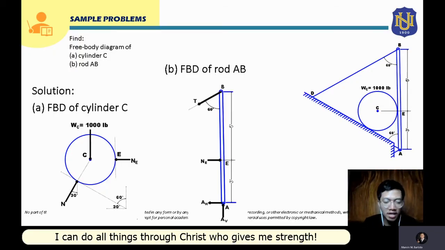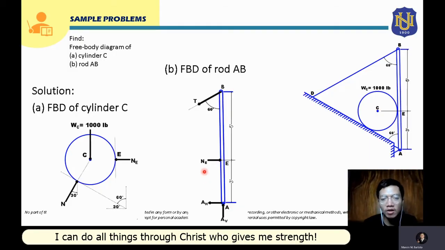So we will draw bar AB, and after that, we are going to apply the applied force or the weight of bar AB. But in the problem, no weight is mentioned for rod AB. So we will neglect the weight of rod AB since it's not given. We will assume that this rod AB is weightless, so there will be no weight here.